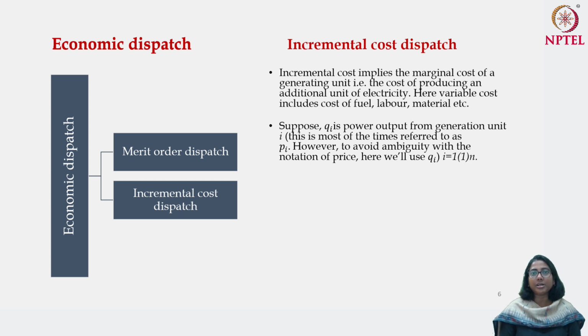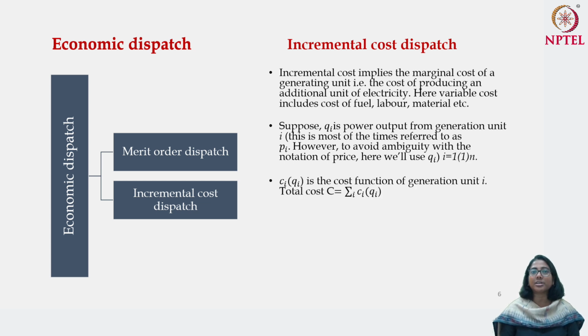Now, let us come to the notations that we are going to use. Suppose Qi is the power output from generation unit i. Now, when you look at the textbooks, you will find that in most of the cases, the power output of a generation unit is usually denoted by Pi. That is also the case in the context of electrical engineering literature. However, we are not writing it as Pi here because we have used P as a notation of price. So you may get confused, and therefore we are using Qi. Generally, you can think about it as the output produced from the generation unit i. So there are n generating units, so i will run from 1 to n.